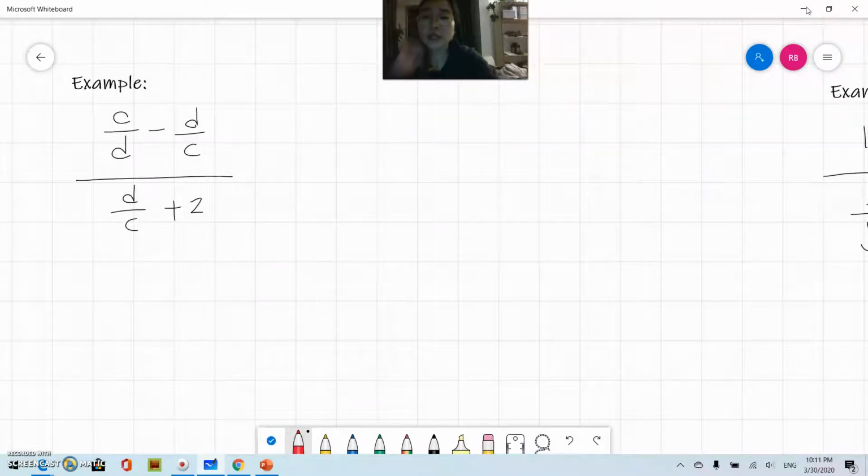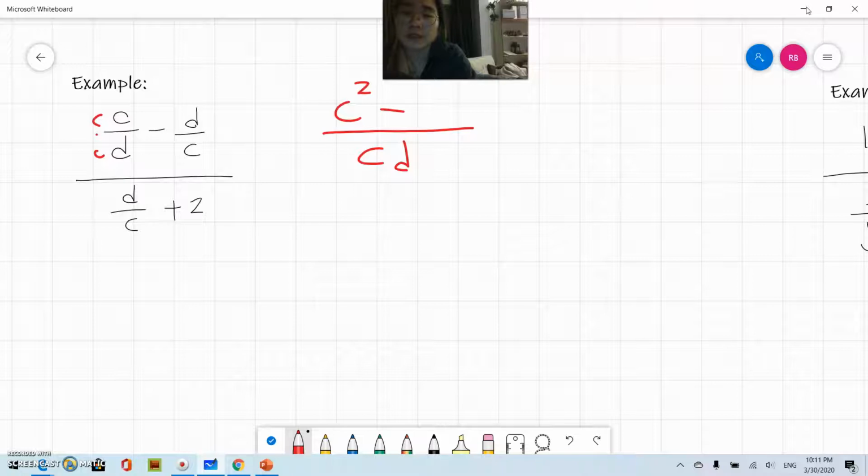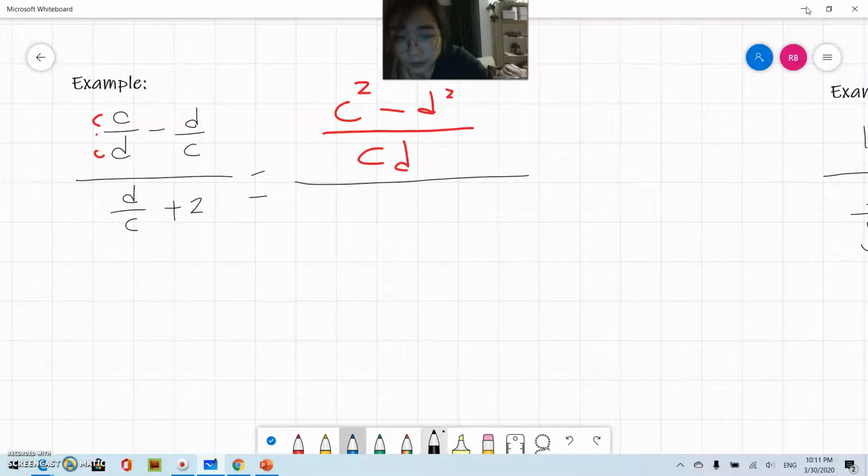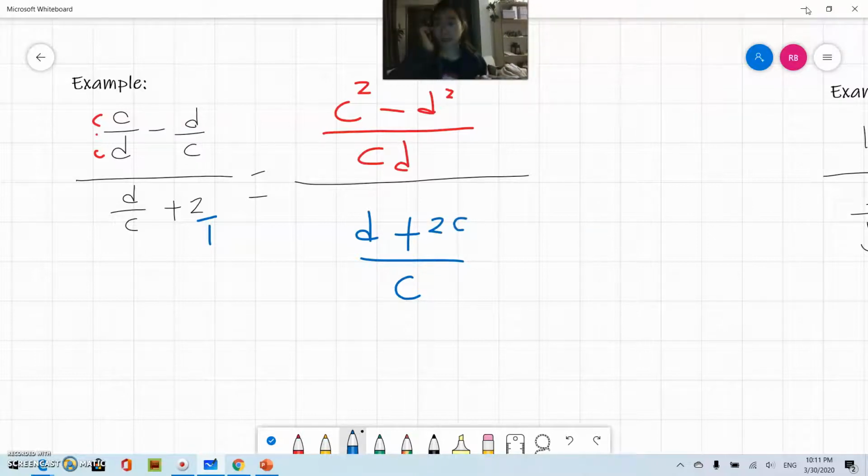So I'm going to treat the numerator and the denominator separately. Let's look at this. The common denominator of D and C would be CD. So this one is missing C, so it will become C squared. And this one is missing D, so it will become D squared. Okay, that's the top. The bottom, it's going to be C, right? Because this is 2 over 1. So the first part doesn't change anything because it already has a denominator of C. But the second one has to be multiplied by C.